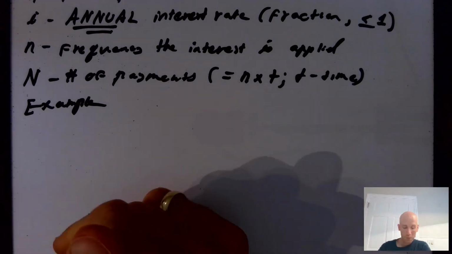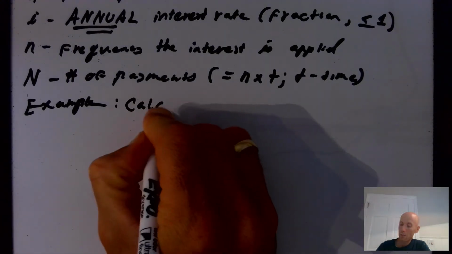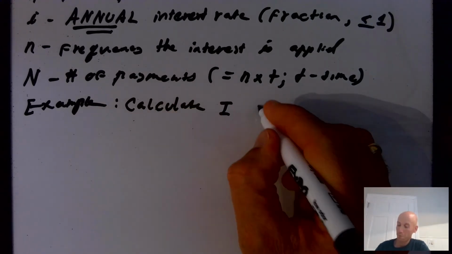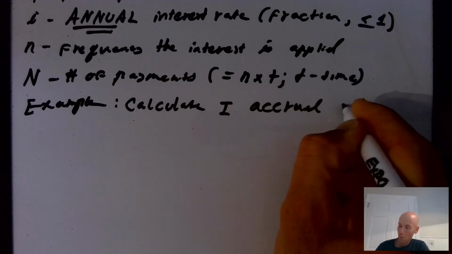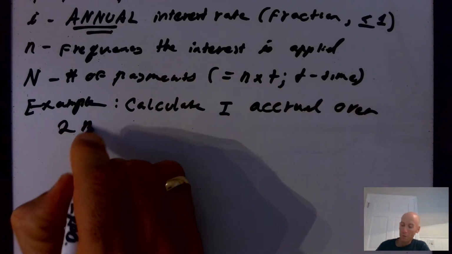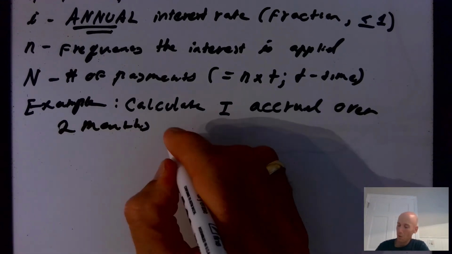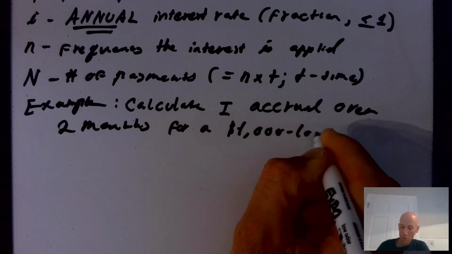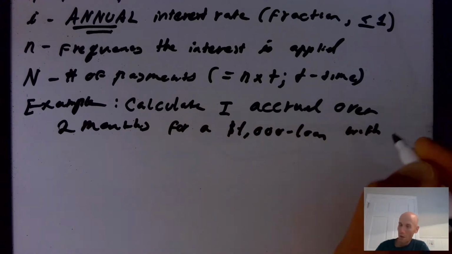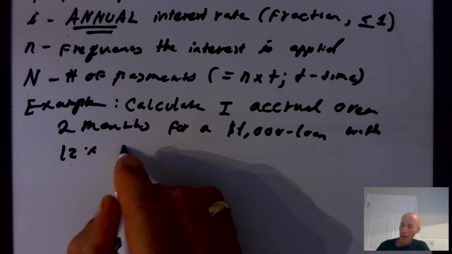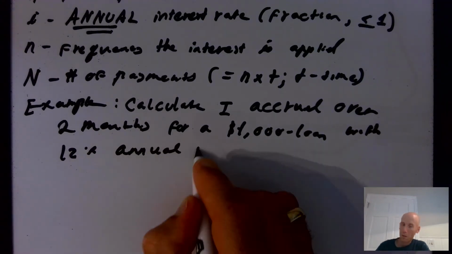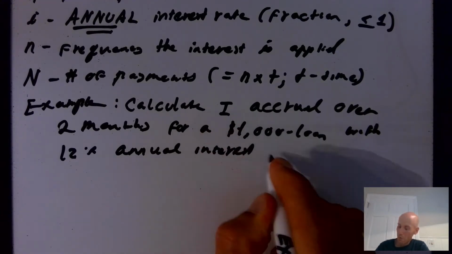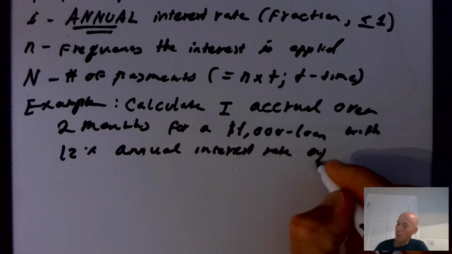Example: calculate the interest accrued over 2 months for a $1,000 loan with 12% annual interest rate applied monthly.